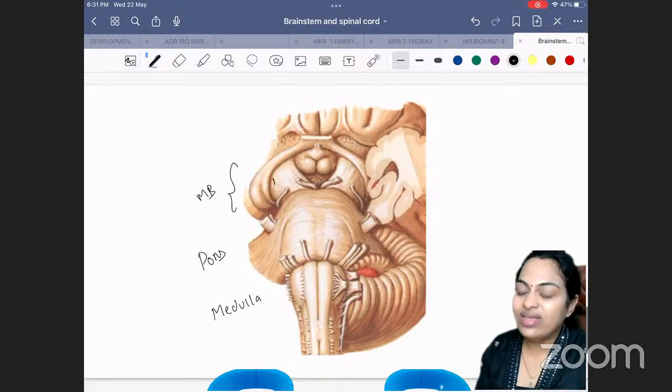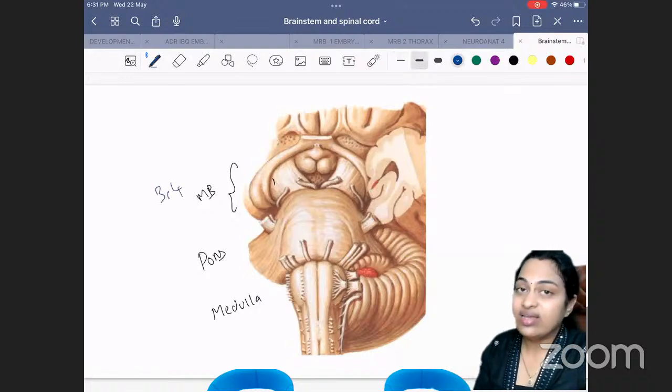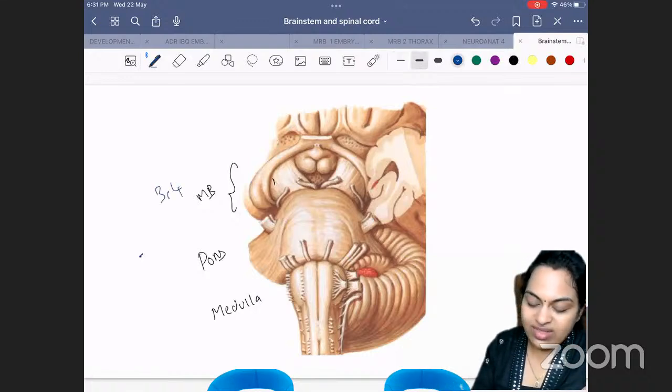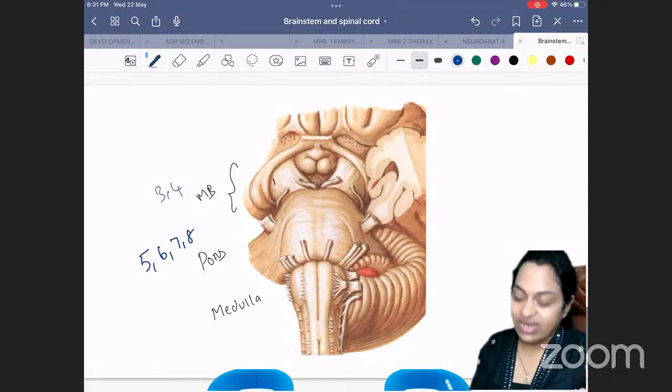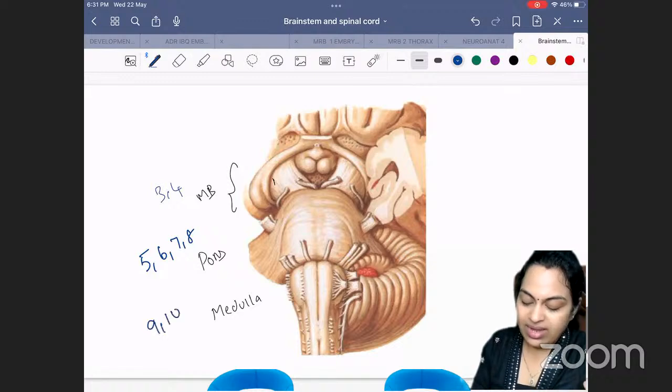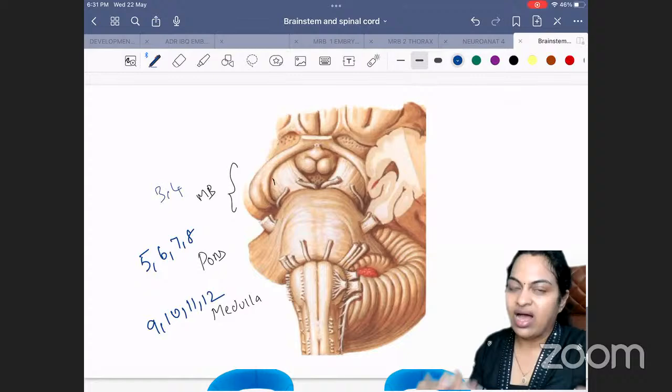What are the cranial nerves related to midbrain? 3 and 4. What are the cranial nerves related to pons? 5, 6, 7, and 8. What are the cranial nerves related to medulla? 9, 10, 11, and 12. So this basic idea you should be knowing so that we can build up on the rest.